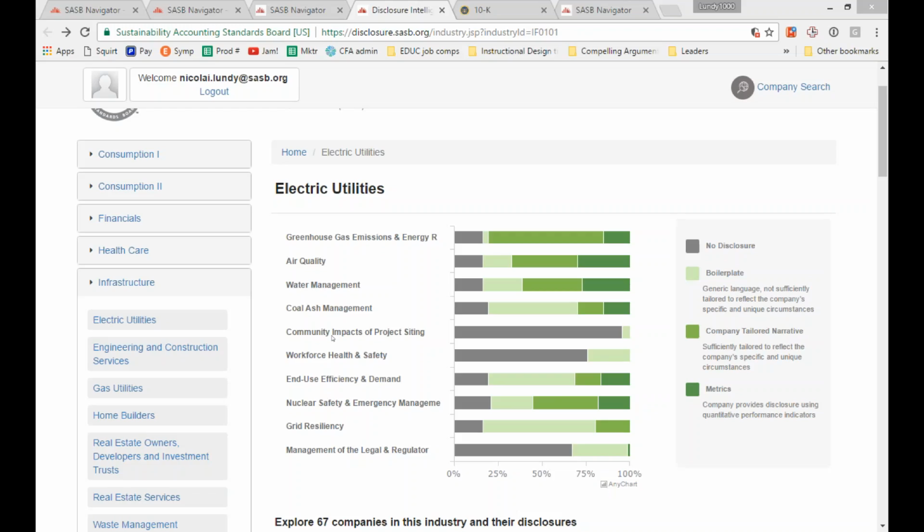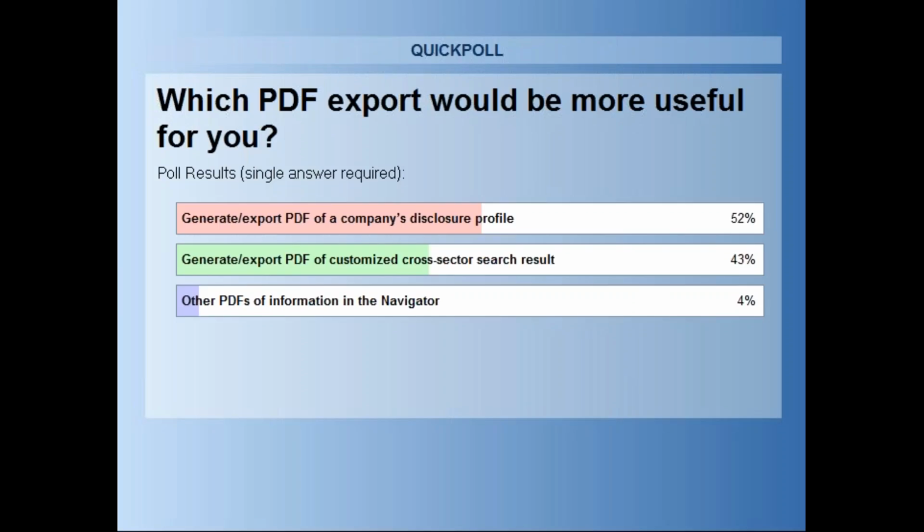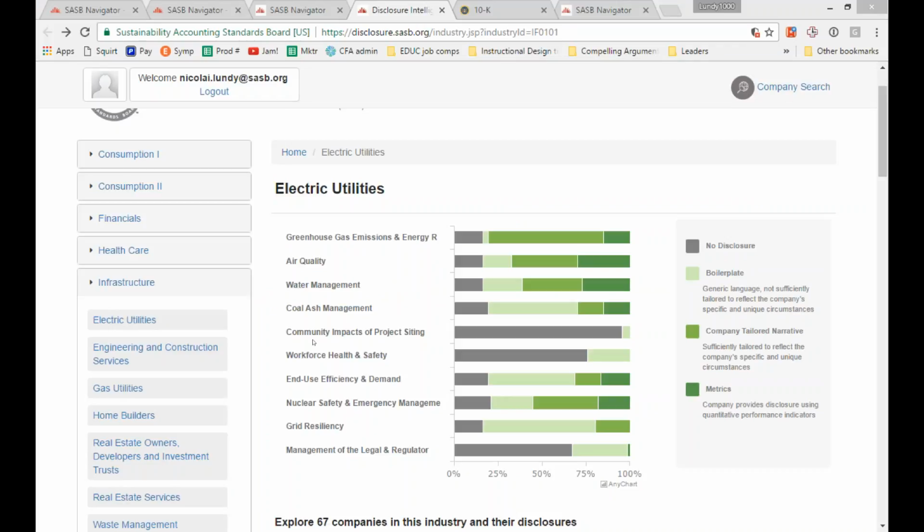So slightly edging out being able to look at the disclosure profile as opposed to the cross-sector search. Maybe we need to balance both of those. Not many other ideas out there, so maybe less of a priority. Let's see if there's a couple questions, or one question at least.